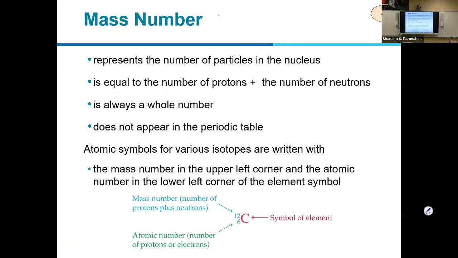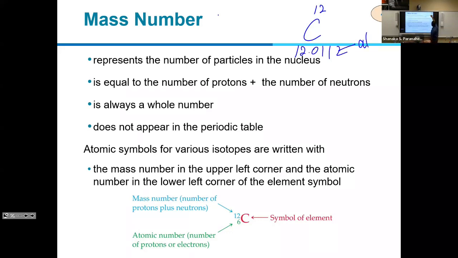When it comes to the mass number, it is not given in the periodic table. There's another type of carbon atom, like in this example, C-12. But if you look at carbon in the periodic table, there's a number below carbon, and this number is called atomic mass.